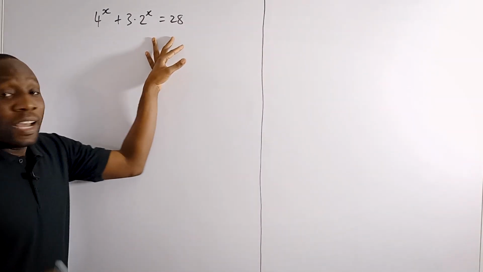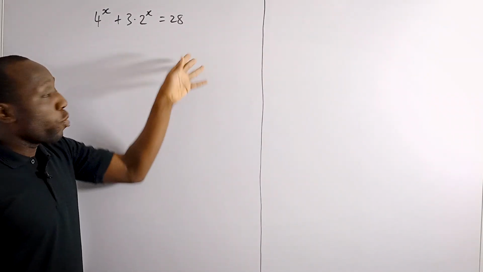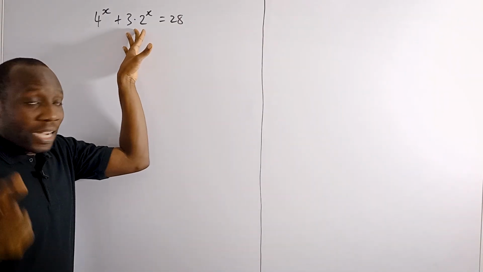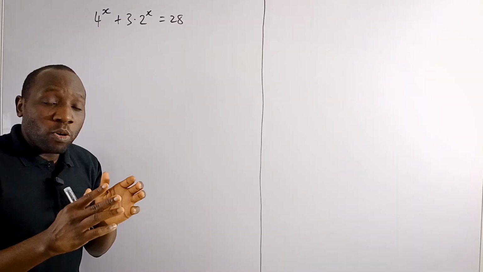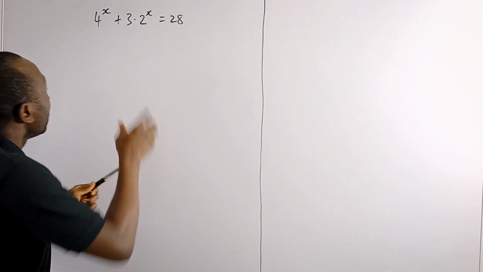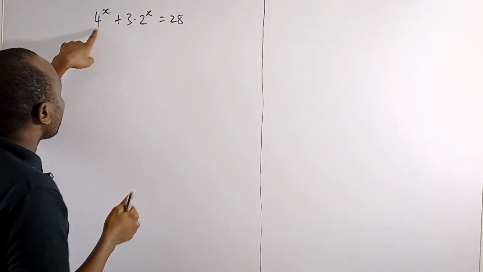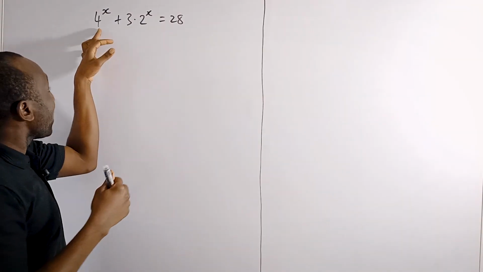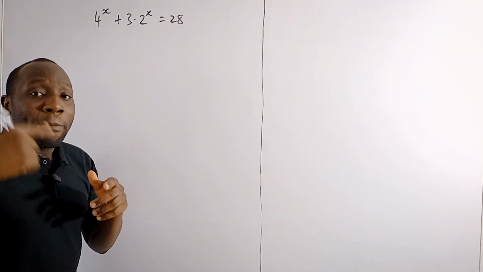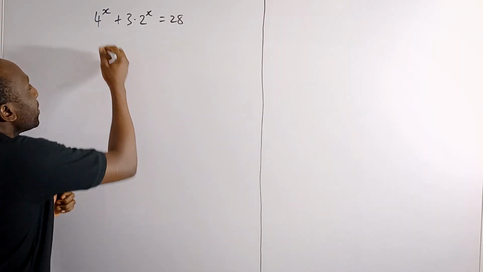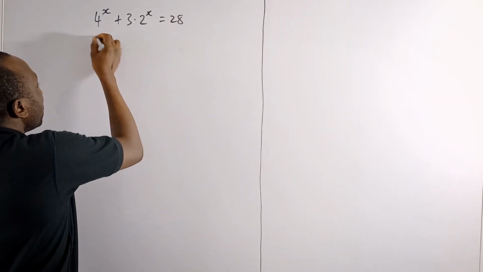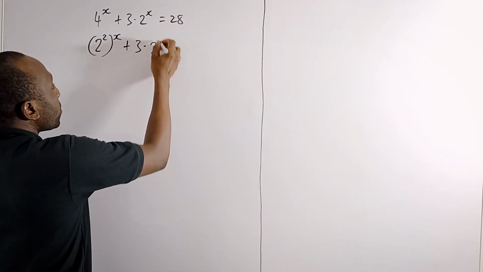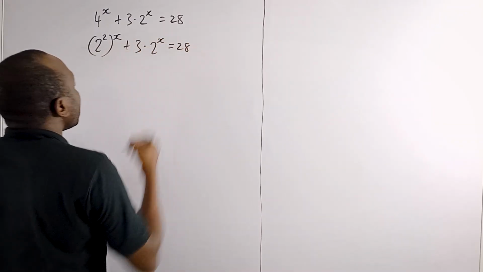In this video, I'm going to be solving this equation. So let's start off. This is 4 raised to power x plus 3 times 2 raised to power x is equal to 28. So what we want to do first is to express 4 as a base of 2, or rewrite 4 as a power of 2. So that would be 2 raised to power 2, then x is there, plus 3 dot 2 raised to power x is equal to 28.